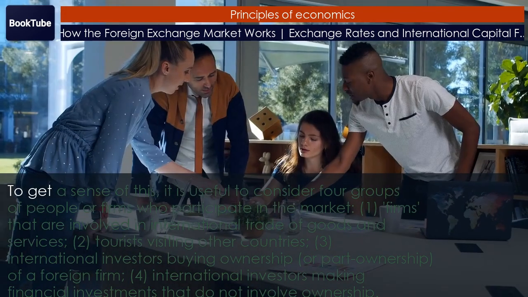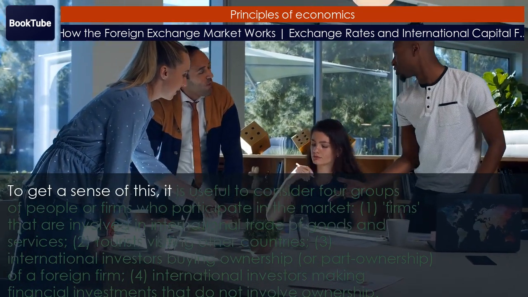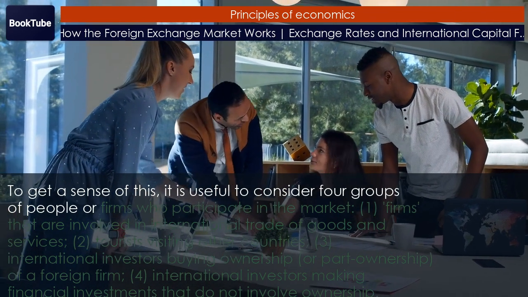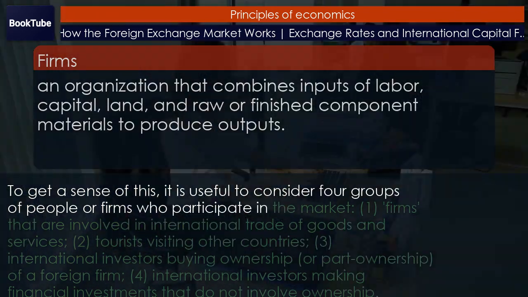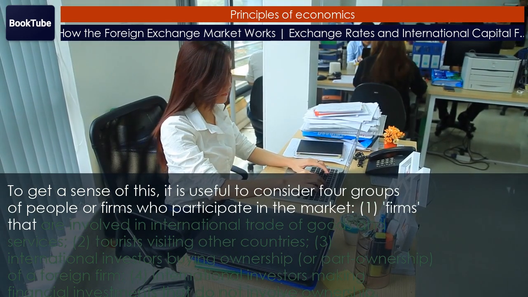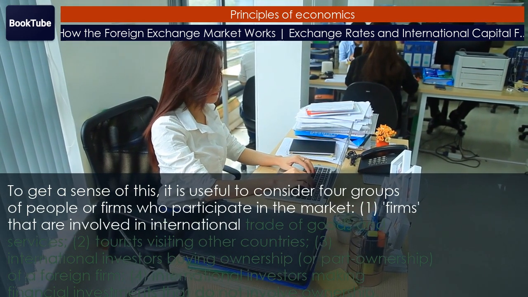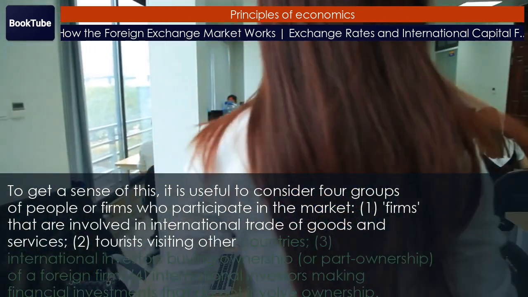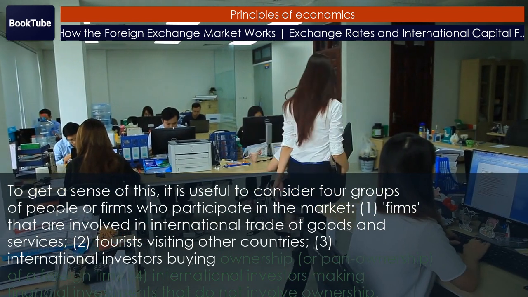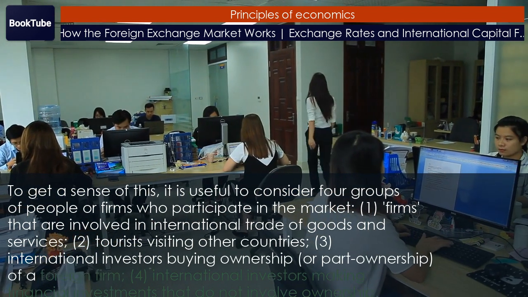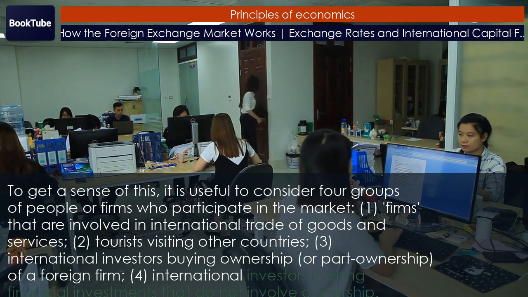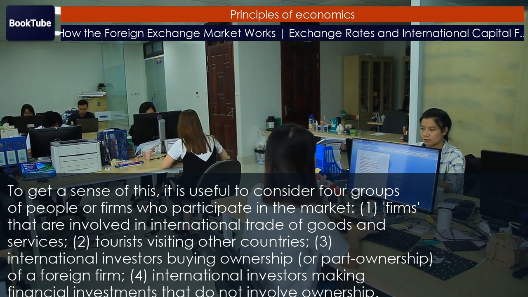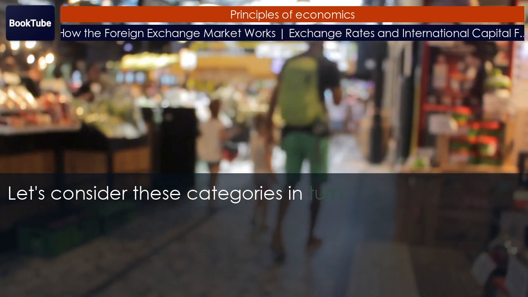To get a sense of this, it is useful to consider four groups of people or firms who participate in the market. 1. Firms that are involved in international trade of goods and services. 2. Tourists visiting other countries. 3. International investors buying ownership, or part ownership, of a foreign firm. 4. International investors making financial investments that do not involve ownership. Let's consider these categories in turn.